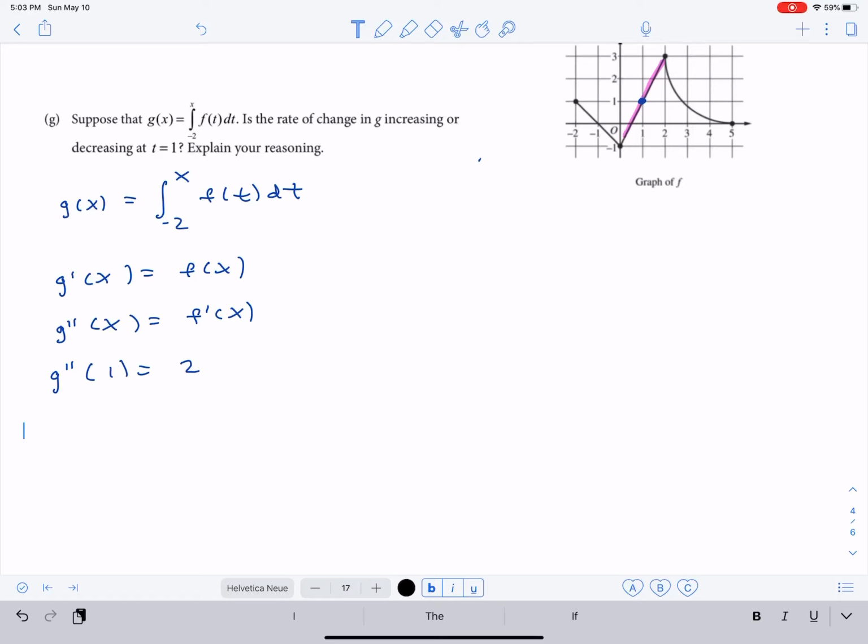Okay. So, since g double prime of 1 equals f prime of 1, which is greater than 0, right? Because we said it is equal to 2. The rate of change of g is increasing at x equals 1. And that is our problem.